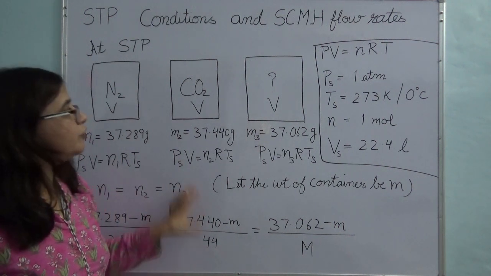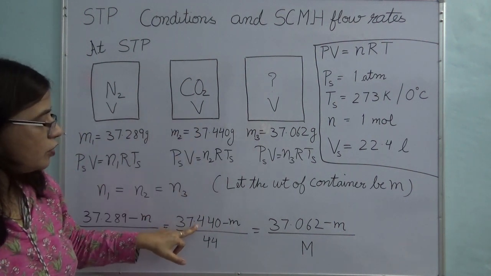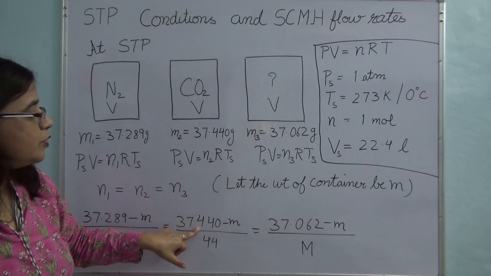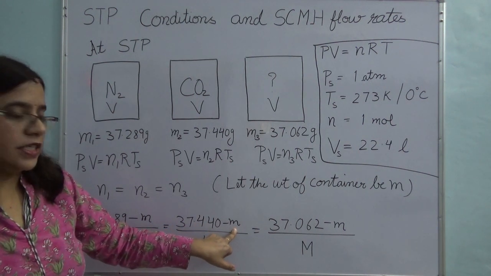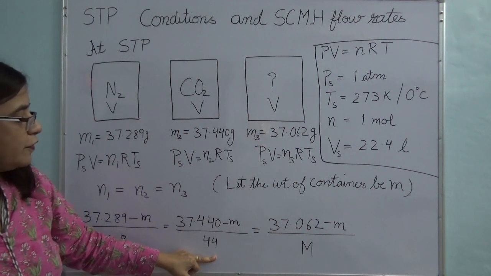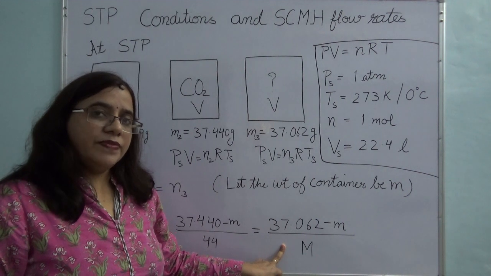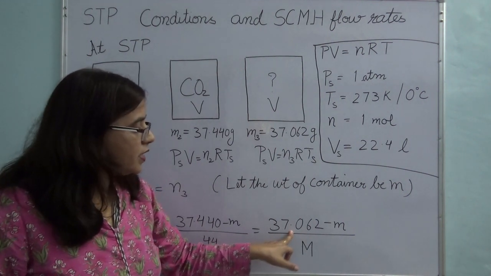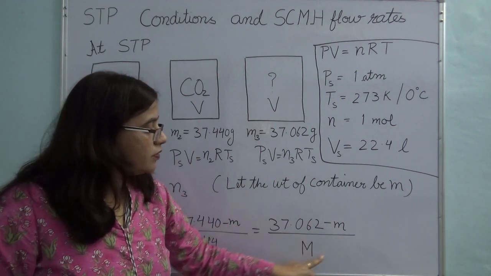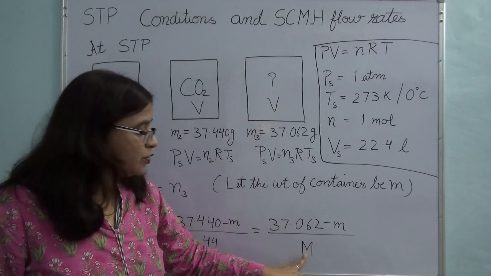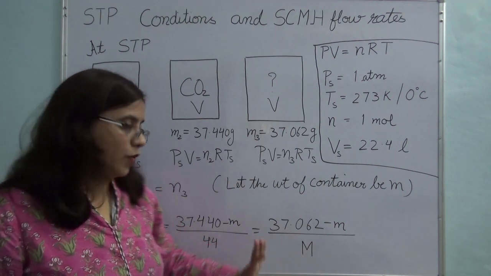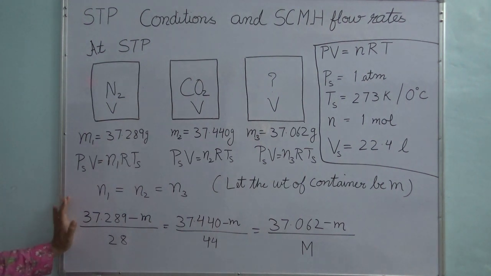Similarly, the same thing I am doing for carbon dioxide. Combined weight of container plus CO2 gas minus the weight of the container divided by the molecular weight of CO2, which is 44. The same thing I am doing for the unknown gas. So the combined weight minus the weight of the container divided by the molecular weight, which I don't know, so I am writing it as a variable M. Now I have written the equation. So these are two equations basically. First I am going to solve this equation.